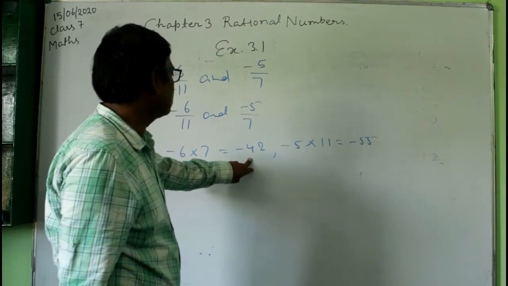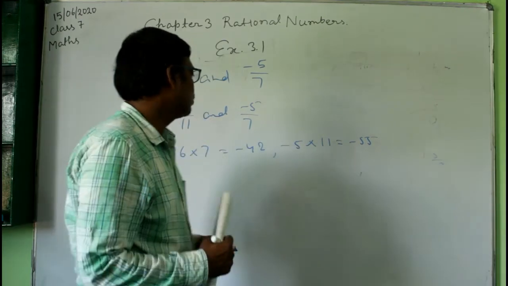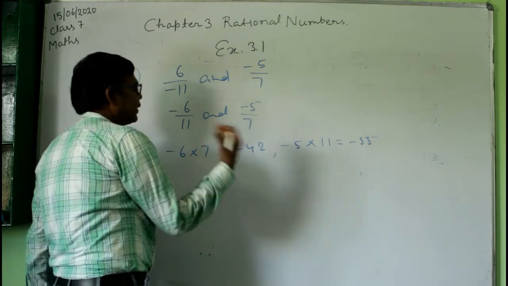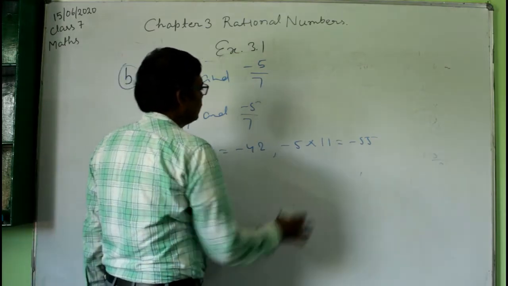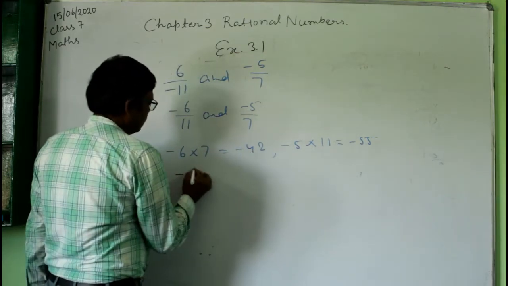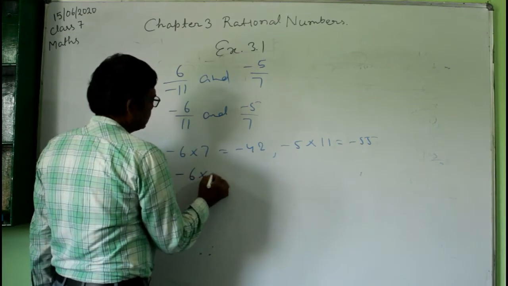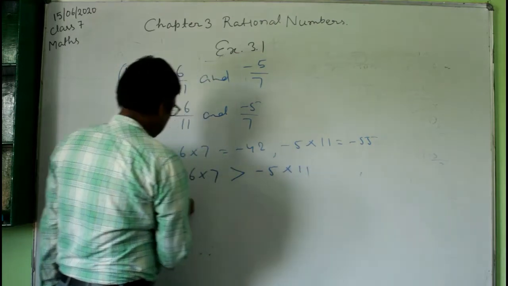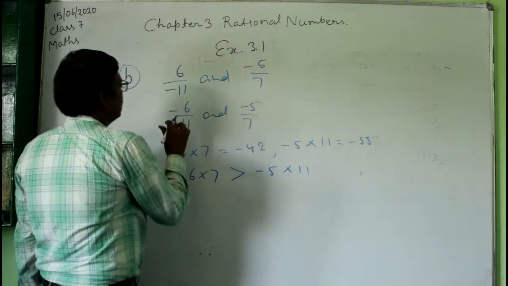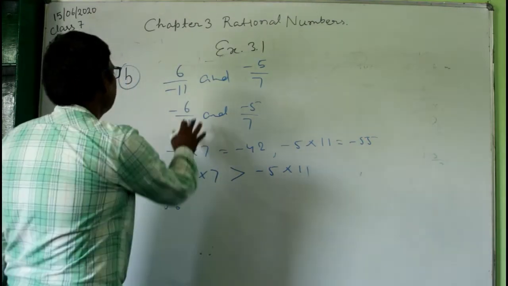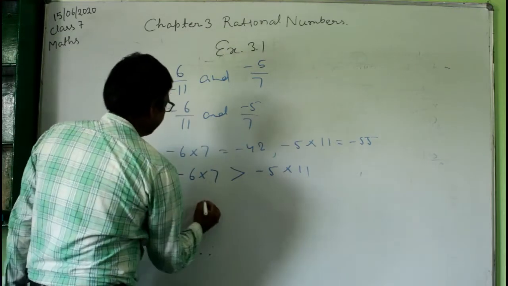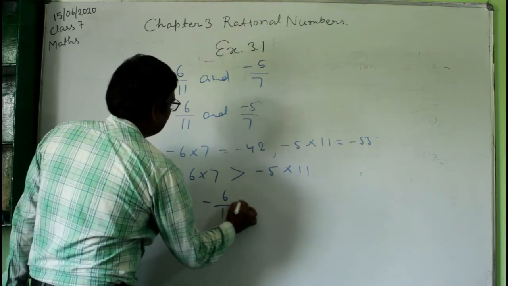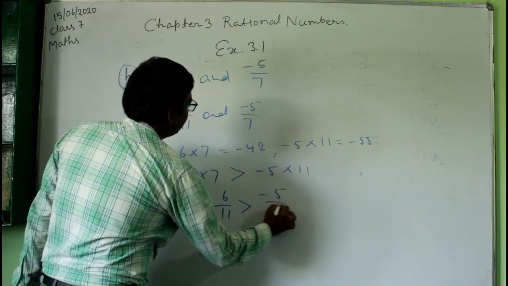Now here minus 42 is there and minus 55 is there. So which number is here greater? Minus 42 is bigger than minus 55. So minus 6 into 7 is greater than minus 5 into 11. And therefore this rational number will be greater than this rational number. That is, minus 6 by 11 is greater than minus 5 by 7.